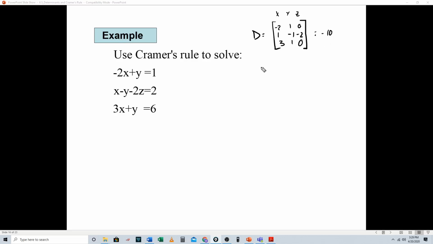All right. Then we have matrix X, which replaces the X column with the solutions. So we'll go 1, 2, 6, 1, negative 1, 0, negative.